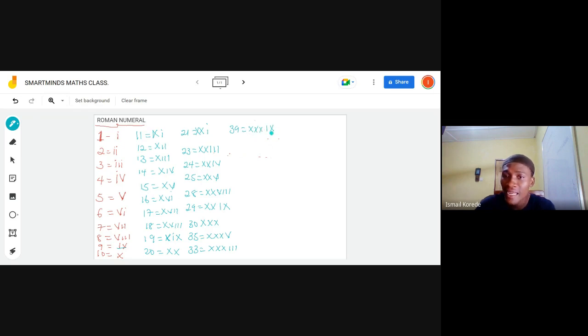Mind you, do not think that this X and this XXX are the same. So that means that we've written X 4 times? No. The first XXX is 30. So if we have a small value that's broken the chain, we can even repeat that value again. So XXX, that's 30, then IX gives what? 39.